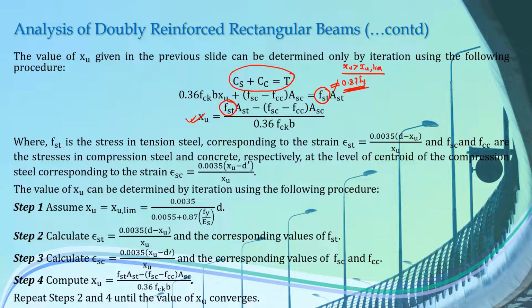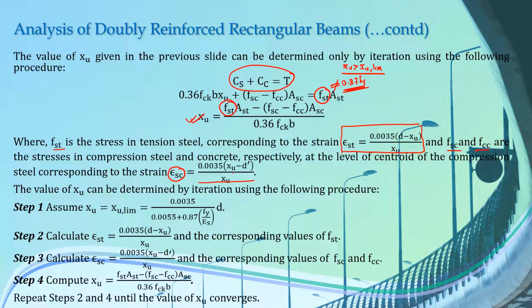So how do we determine FST? FST is the stress in tension steel. We know that, corresponding to the strain 0.0035 (D minus XU) by XU. Again, you can get this from the strain compatibility relation by using the property of similar triangles in your strain diagram. FSC and FCC, we know that, and this FSC is corresponding to the epsilon SC, 0.0035 (XU minus D dash) by XU.